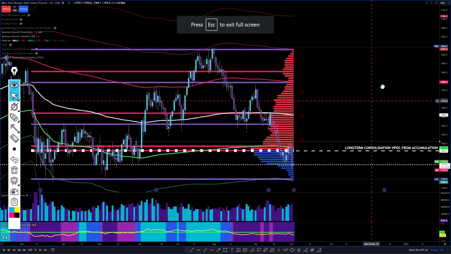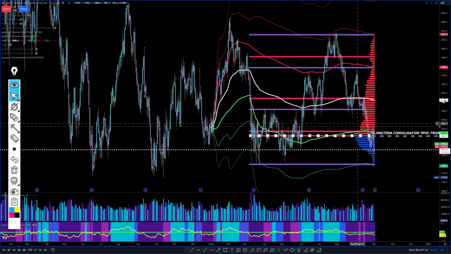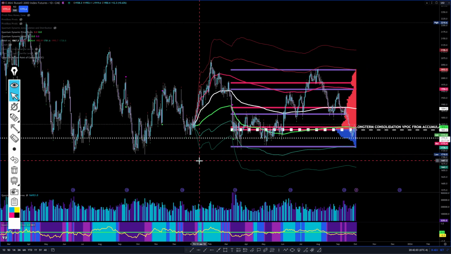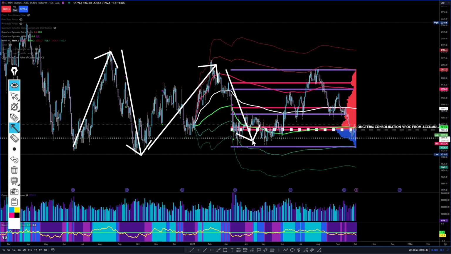Looking at the Russell 2000 here, the E-mini Russell 2000. This is a bigger market with more companies in it than the S&P 500 or the ES. So this is a better gauge of the overall economy, right? This has been moving in a range, back and forth, and now we're back down around the bottom of the range, which is kind of where the VPOC is.